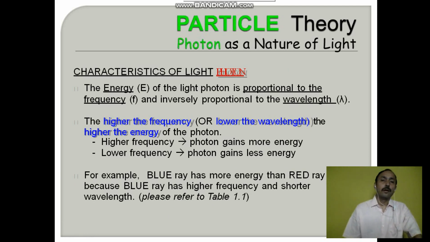So energy of the light photon, already we have discussed, is proportional to the frequency and inversely proportional to the wavelength. So higher the frequency, lower the wavelength. Higher the frequency means higher the energy of the photon. Higher the frequency, photon gains more energy. Lower the frequency means photon gains less energy. For example, blue ray has more energy than red ray because blue ray has higher frequency and shorter wavelength.